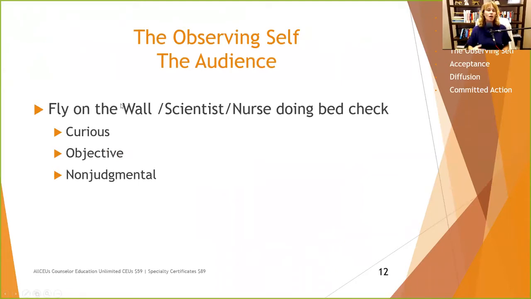So the fly on the wall is one way of thinking about the observing self, is detaching some. Another way of looking at it is a scientist. And one way I like looking at it is like a nurse doing the bed check. If you've ever been in the hospital, the nurse comes in, she's like, how are you feeling? What's your appetite? She's not emotionally involved in any of this. She's taking down all your symptoms, taking down all your stuff, and then it goes into the chart. But there's no judgment on her part or his part.